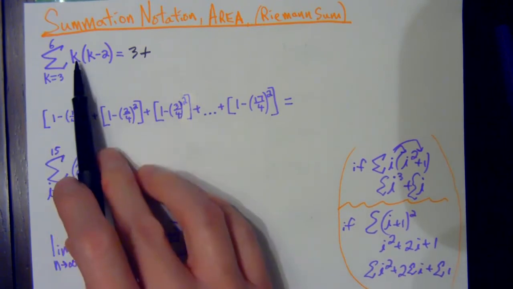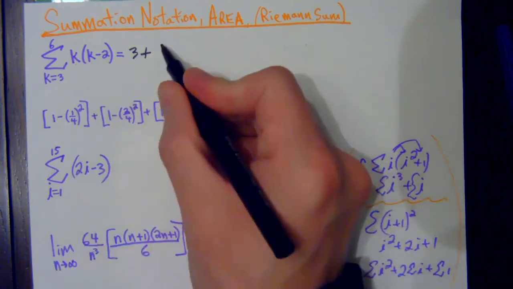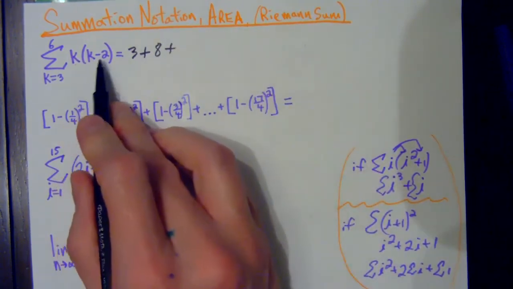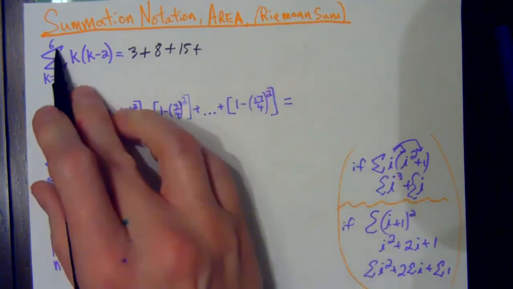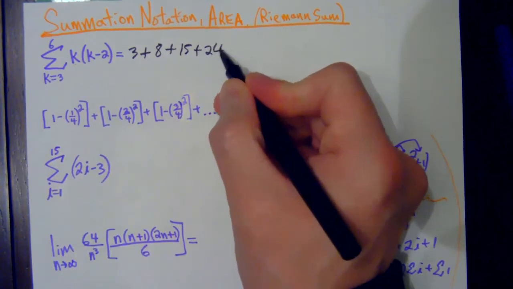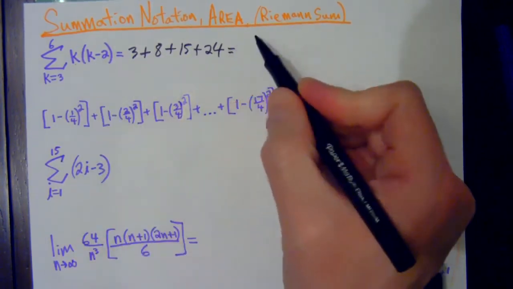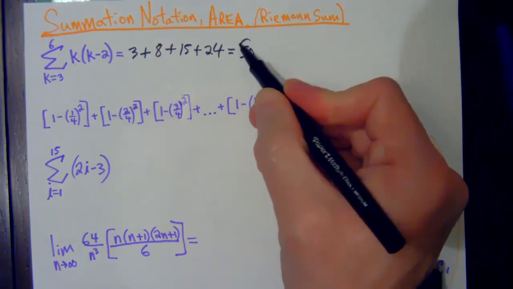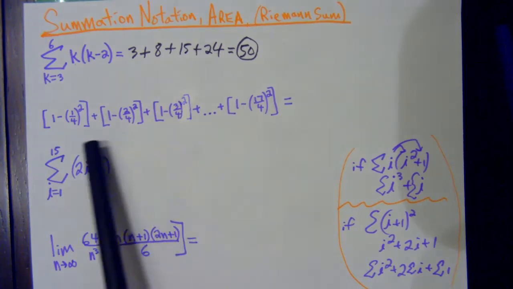So now we're gonna plug in 4. So we're gonna go 4 for that, 4 for that. So 4 minus 2 is 2, 2 times 4, that'll give us 8. And then we'll plug in 5, 5 minus 2 is 3, 3 times 5 will give us 15. And we'll plug in 6, that's our last number we'll plug in, 6 minus 2 is 4, 4 times 6, that'll give us 24. So just plug in integers for those k's, add up those numbers right there, and you're gonna get 50 for that answer. There's your summation notation.